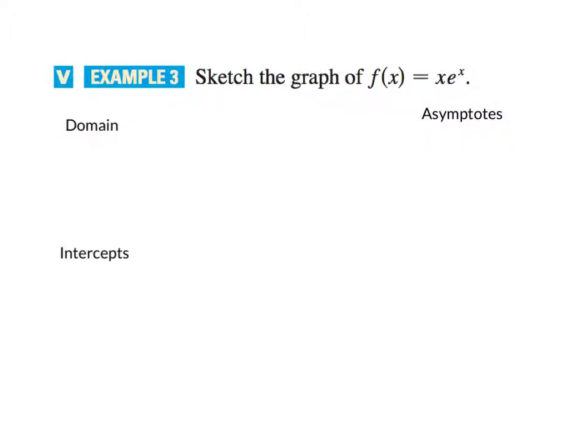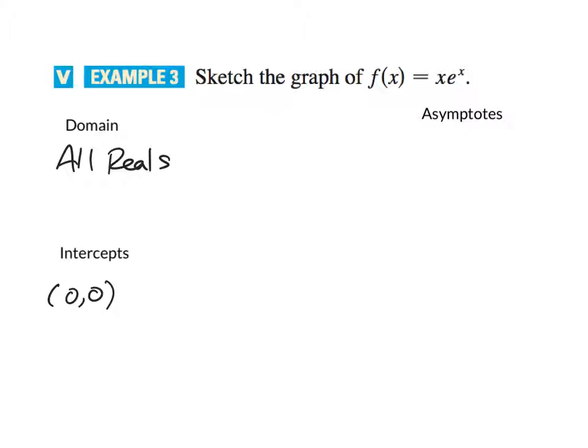All right, so for this next example, we have f of x is equal to x times e to the x. So for here, it's very easy to see I don't have any domain issues. So my domain here is going to be all reals. No denominators makes it really easy to see. My x-intercepts: the only time that that thing is going to be equal to 0 is when x is equal to 0. So both x and y-intercepts are going to be at the origin.